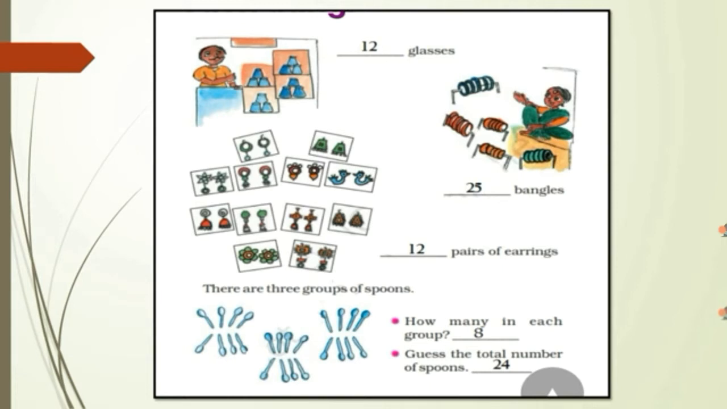See the bangles here. Bangles are divided in groups. They make groups of 5. If you count the table of 5, you get the answer easily. 5 ones are 5, 5 twos are 10, 5 threes are 15, 5 fours are 20 and 5 fives are 25. Okay, in this way, if you count all the things in a group way, you can get the number easily. Do all of you understand? You can see the earrings also and spoons also. If you count them group-wise, you can get the answer easily.